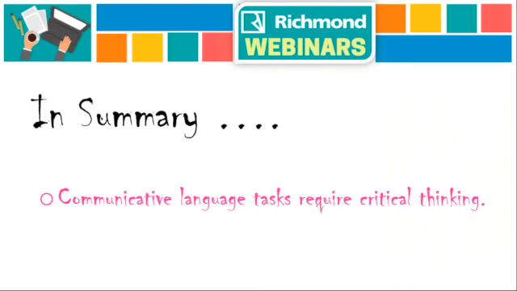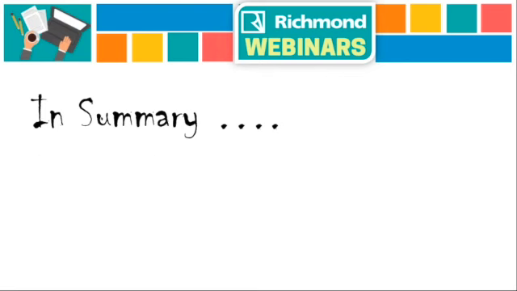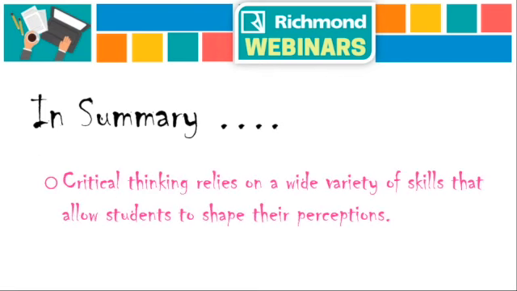So in summary, we could say that communicative language tasks require a lot of critical thinking. If we want to use critical thinking in the class, you need to involve communication. So we could not use rote learning or mechanized learning activities. I'm not saying they're bad. They work, but you can find a way to connect them to critical thinking. Critical thinking relies on a wide variety of skills that allow students to shape their perspective.